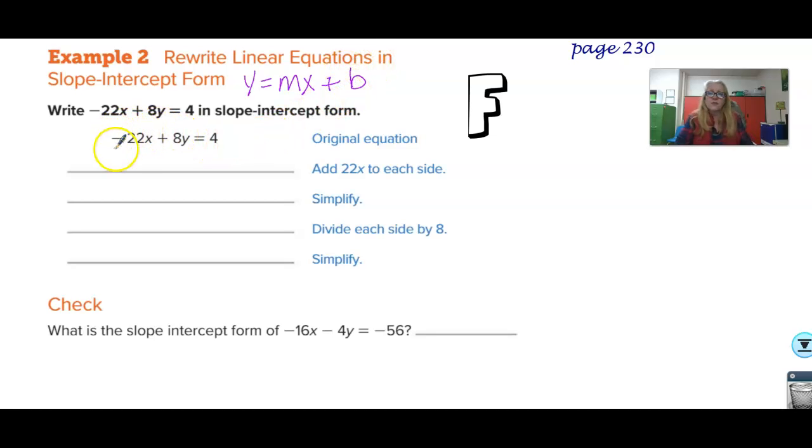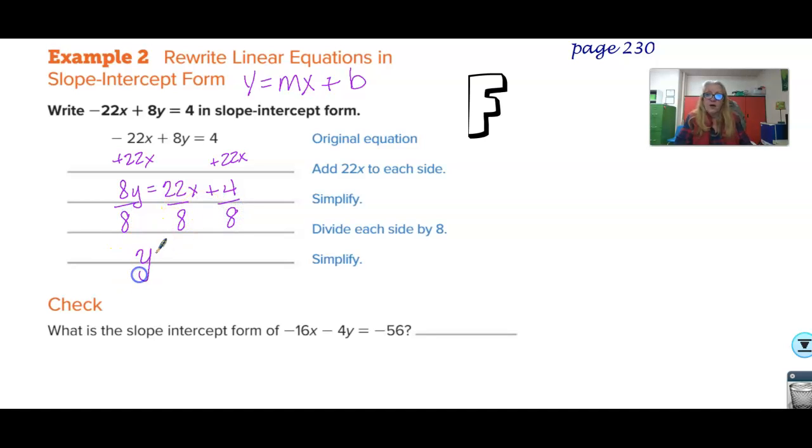Okay? So the first thing I notice is that the x term's on the wrong side of the equal sign. It should be over here with this 4. So the first thing I'm going to do is add 22x to both sides. That's going to give me 8y equals 22x plus 4, because this was a positive 4, right? Now, we always have to have y completely by itself. It cannot have a number in front of it. So what we're going to have to do is divide every term on both sides by 8.